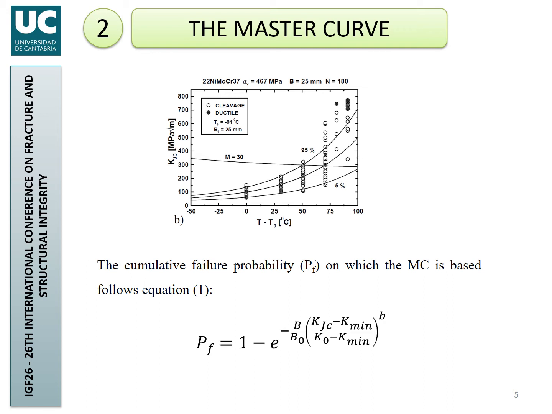and weakest link statistics may be statistically analyzed through a 3-parameter Weibull distribution, and the cumulative failure probability in such distribution follows the expression that you may see here, where the three parameters are K_min, the location parameter, K0, which is the scale parameter, and b, which is the shape parameter. B being the thickness of the specimen being tested, and B0 being the reference thickness. So for a given material, we should define b, K_min, and K0.